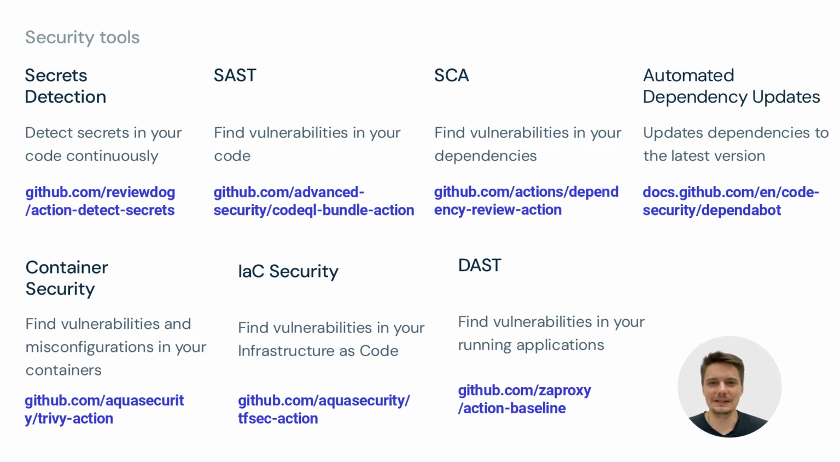Secrets detection. Detect secrets in your code continuously by enabling GitHub Secrets Detection. Implement PR-based secret detection checks with Detect Secrets with ReviewDog. Static Application Security Testing, SAST. Find vulnerabilities in your code.